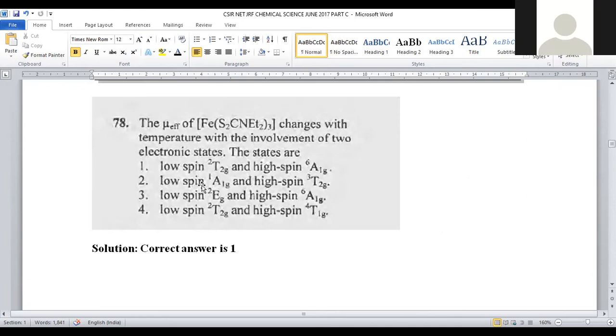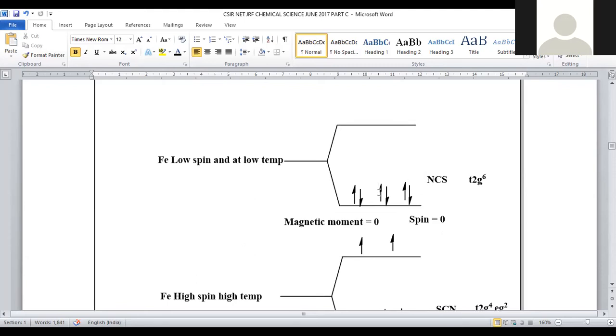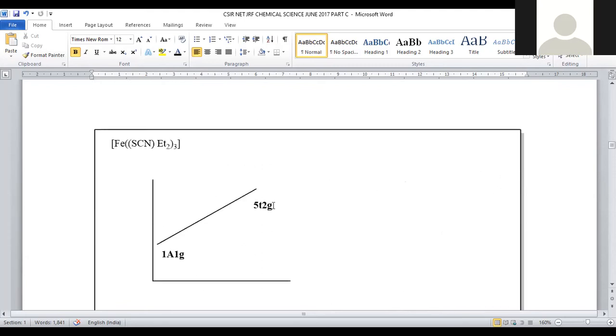So in case a low spin ligand is there, all the electrons reside in the t2g shell only. So t2g shell ligands will be there. This is the Orgel diagram.